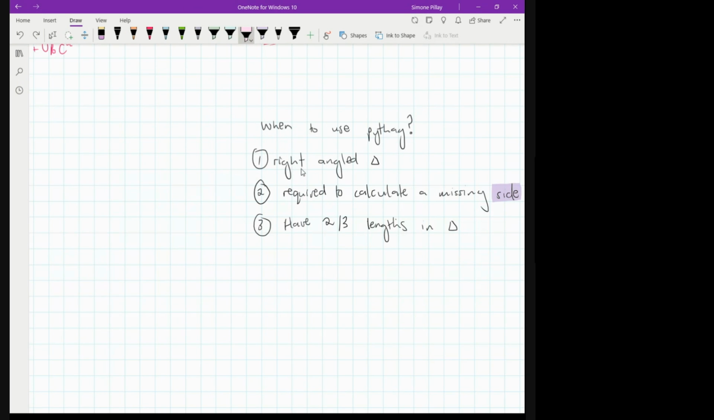The next thing is you must be required to calculate a missing side. If it's not a missing side, Pythagoras is not going to help you. And then lastly, you should have 2 out of the 3 lengths in your triangle. Why? Remember, when we set up our equation, we only want to have one unknown. Because when we have one unknown, that is when we can solve that equation.